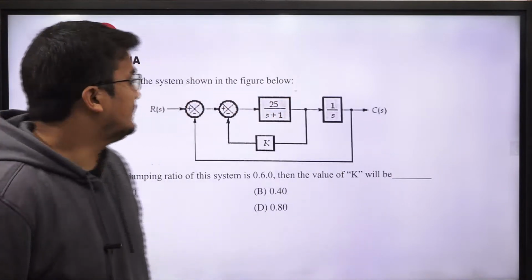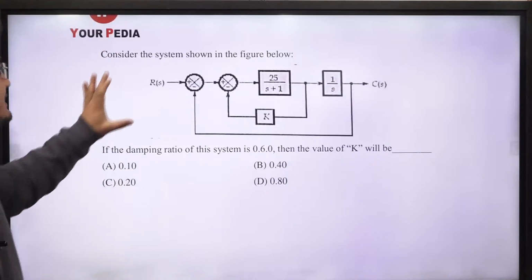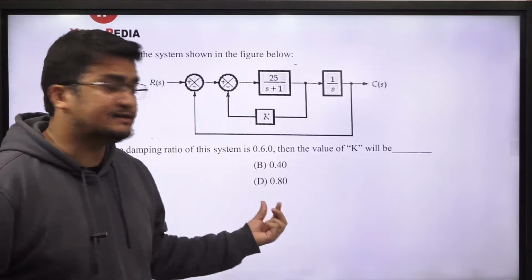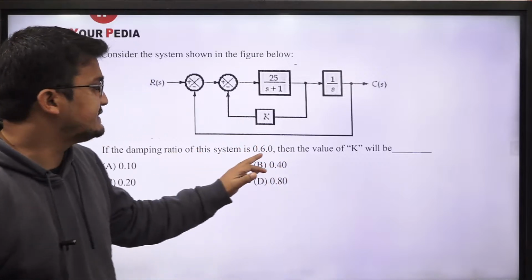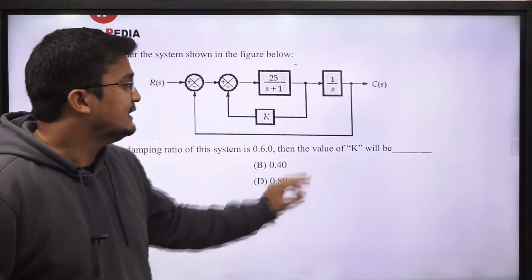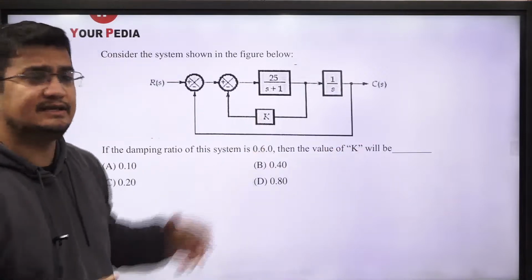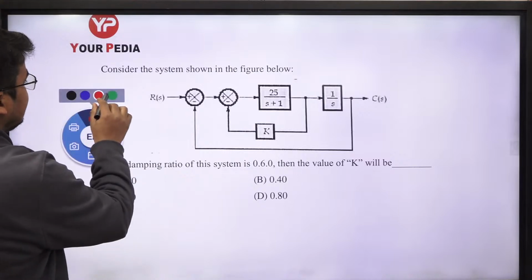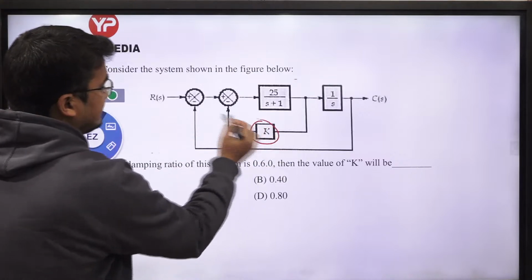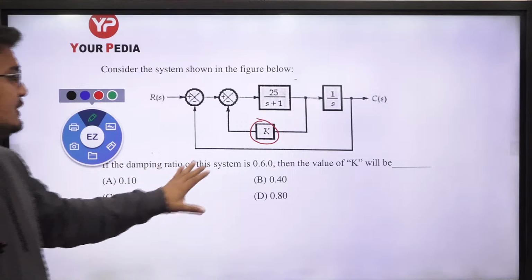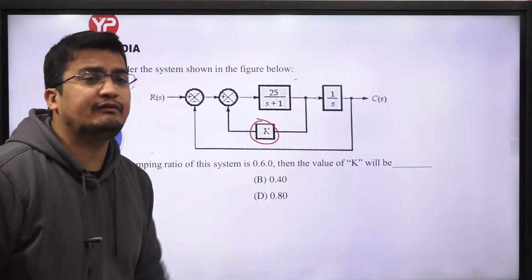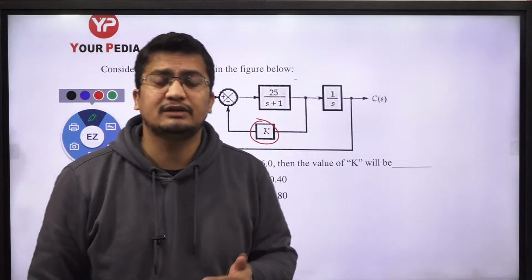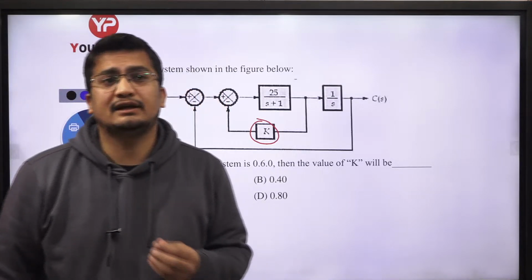Okay, so you can see on my screen the first question: consider the system shown in the figure, and if the damping ratio of the system is 0.60, then the value of K, you can see K is here. This one is the K value, right? So guys, tell me, if the damping ratio of this system is 0.6, then what will be the value of K? To sustain the damping ratio at 0.6, what should be the value of K? Please comment the answer in the comment section.